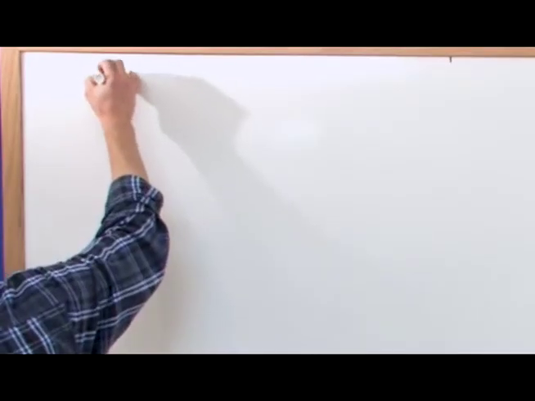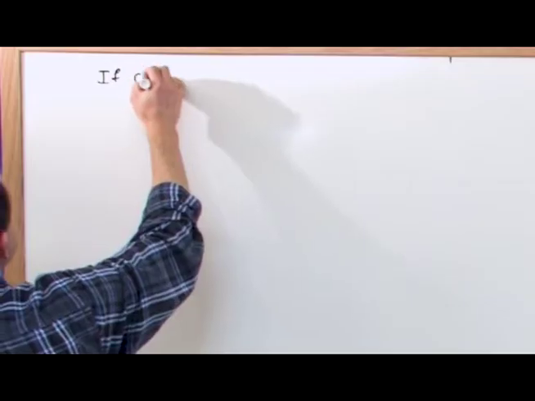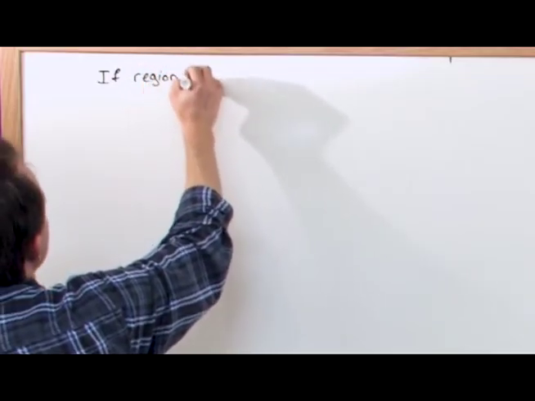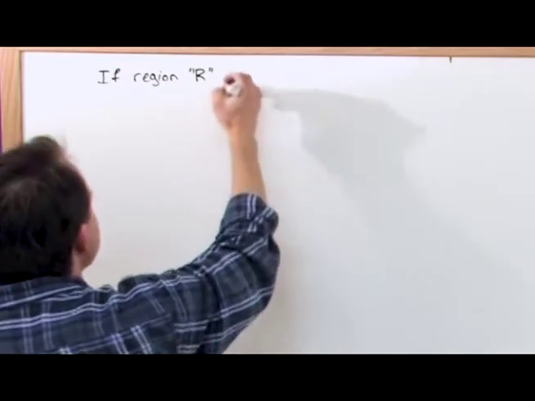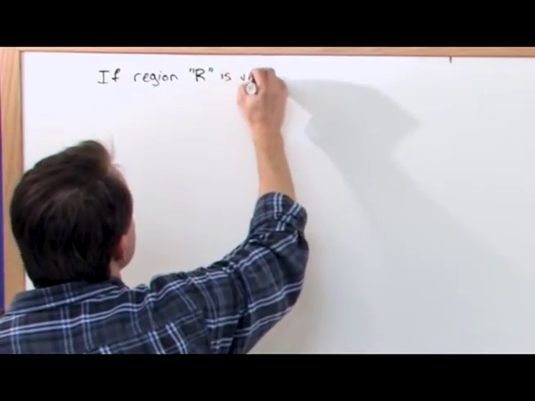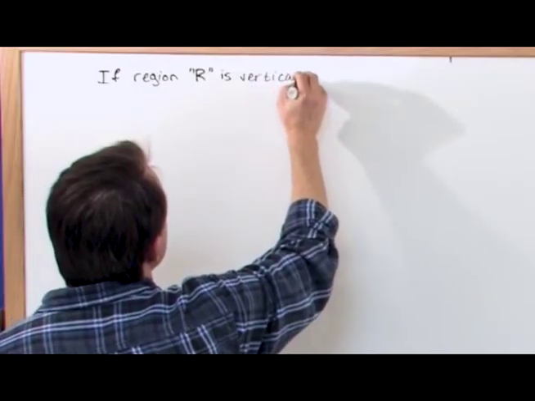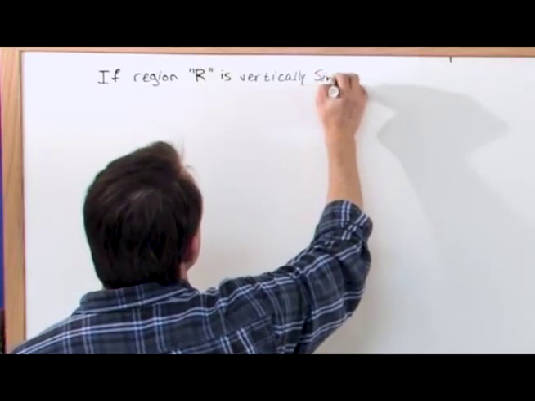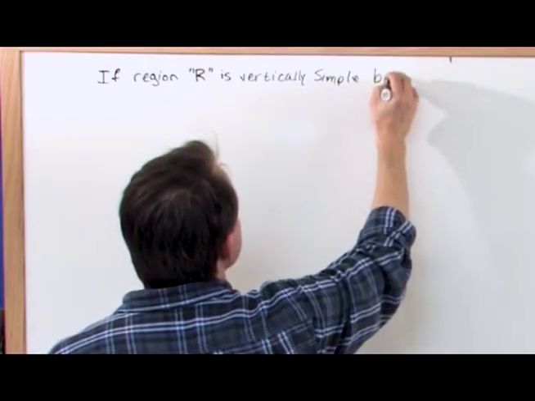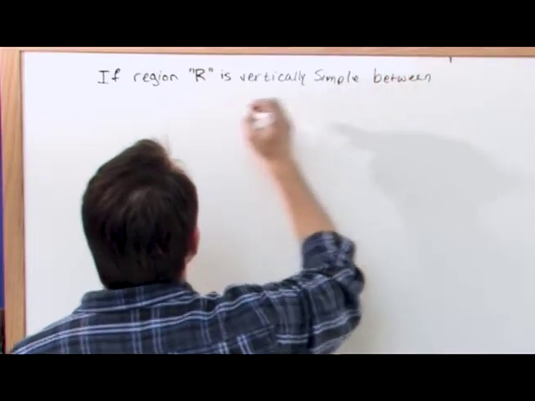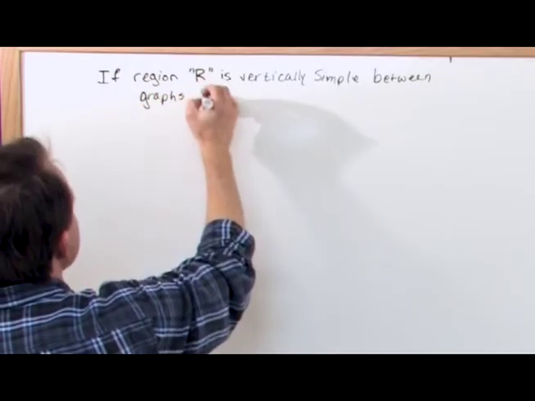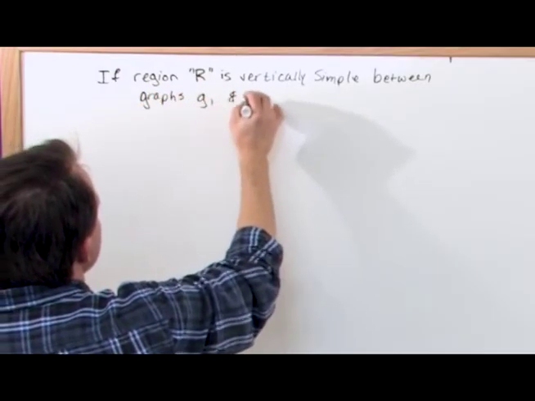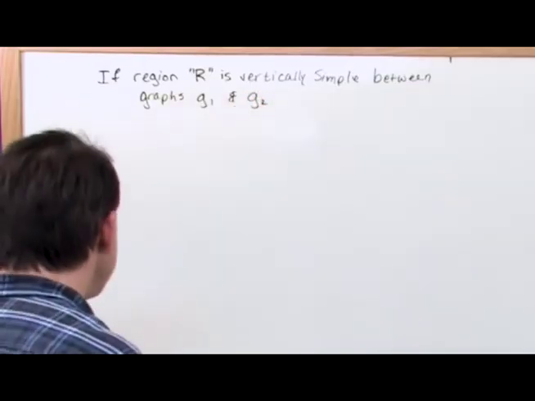So what we will do is the following. If the region R, which is the same region in the xy plane that we had just talked about that was so important, is vertically simple, between the graphs of G1 and G2, okay?